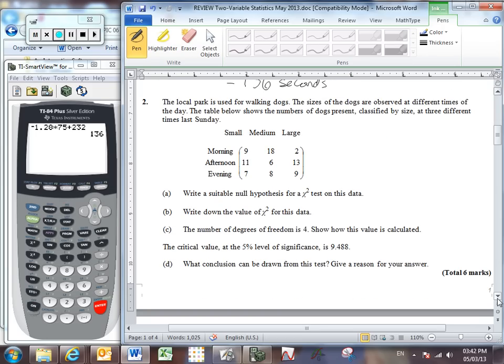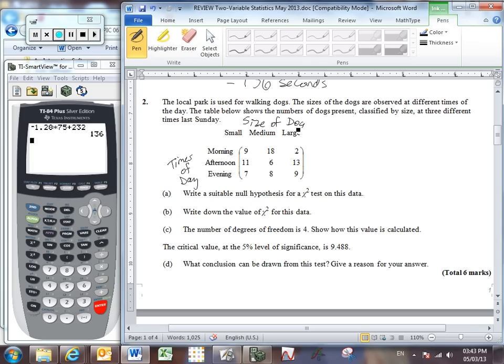Number 2. So the local park is used for walking dogs. The sizes of dogs are observed, so this is our matrix of observed values. And the numbers of dogs present classified by size at 3 different times. So these are the different times of day. And this one, small, medium, large, that's obviously size of dog.